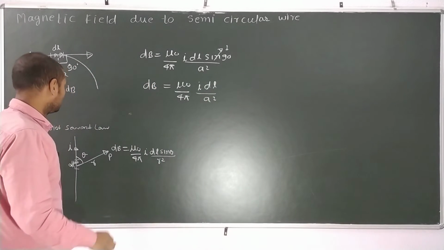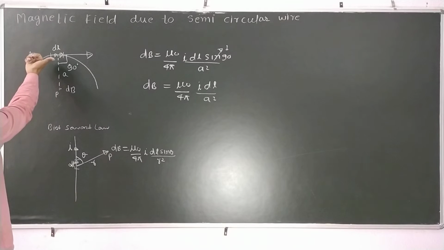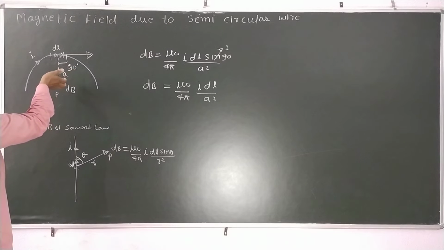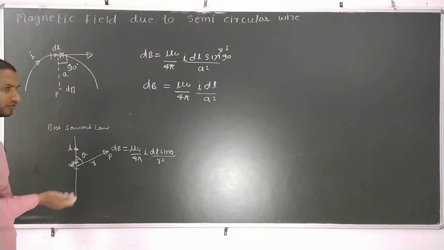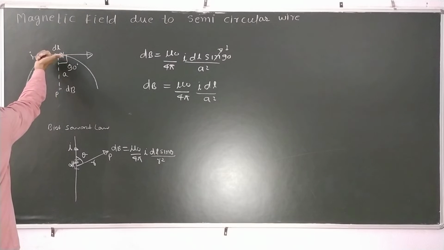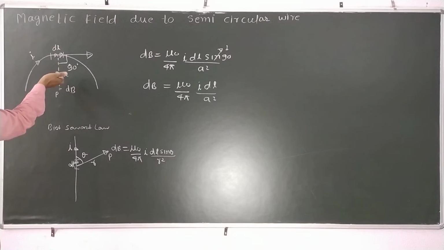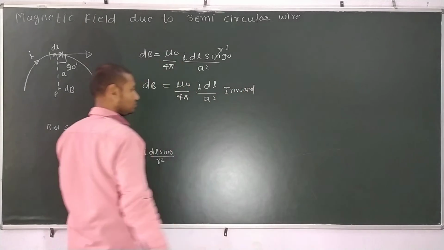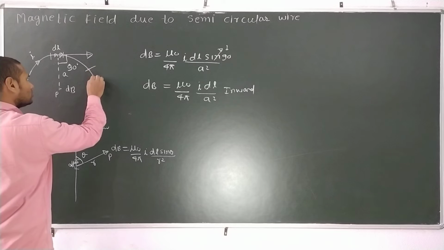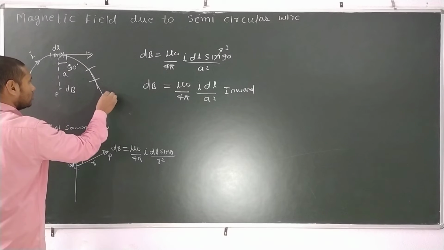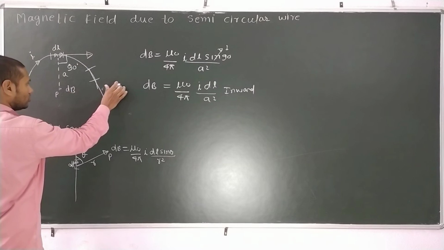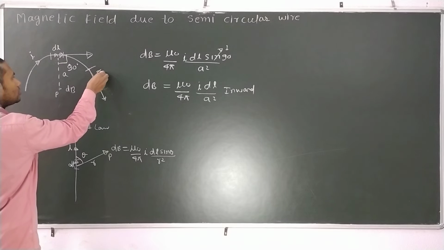Now the direction of this dB. We put the thumb in the direction of electric current and curl our fingers, and the curling fingers will indicate the direction of magnetic field. As we put the thumb in the direction of electric current, our curling fingers indicate the inward direction. So the direction of this dB becomes inward. We cut an element here also, and this is the direction of dl.